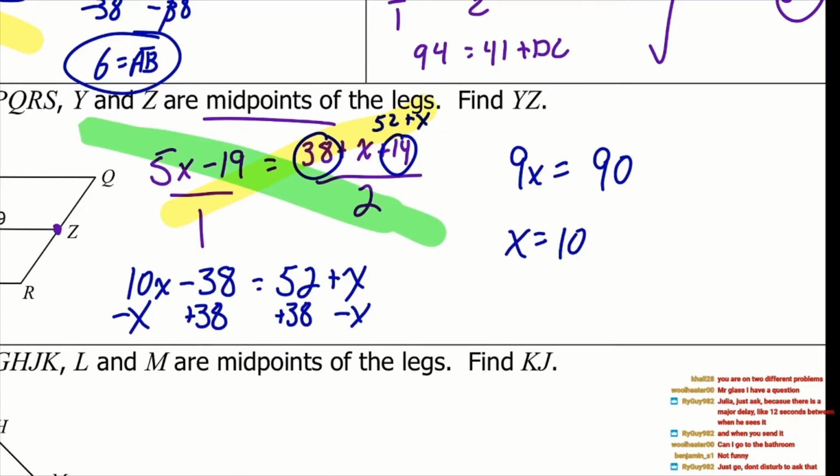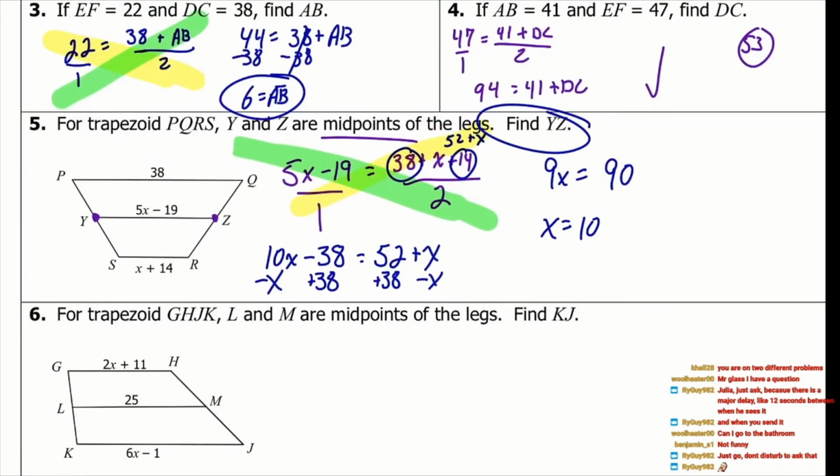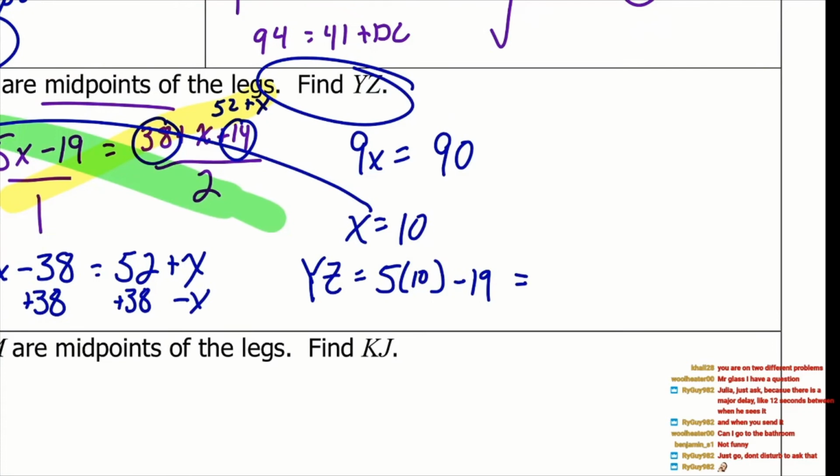We are not done there because the question does say find YZ. Always double check that. So when I'm plugging into YZ, that is the midsegment. It is the 5x minus 19. So YZ is equal to 5 times 10 minus 19, which is 50 minus 19, which is 31.